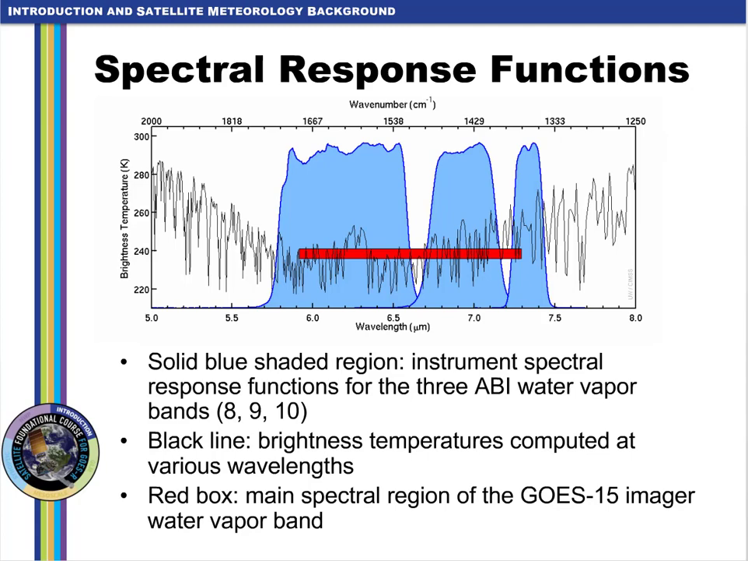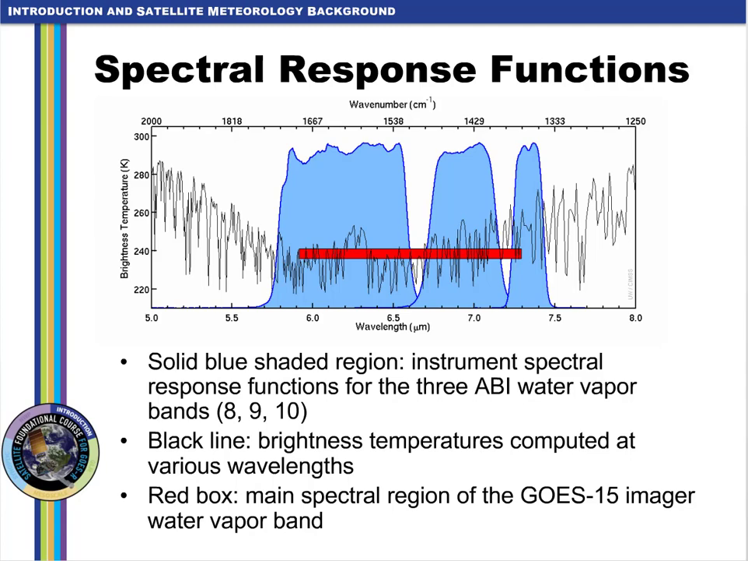This spectral plot illustrates brightness temperatures calculated at various wavelengths in the black line, while the solid blue regions correspond to spectral response functions for the three ABI water vapor bands 8, 9, and 10 from left to right on the plot. The water vapor bands are characterized by relatively strong absorption by water vapor in the atmosphere of energy at these wavelengths that leave the surface. The energy is then re-emitted at a higher altitude and thus colder region of the atmosphere.